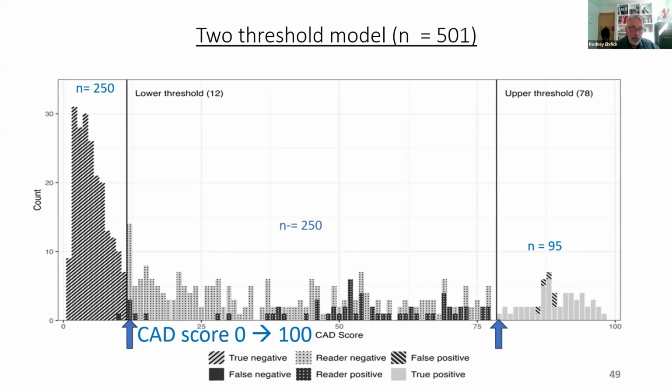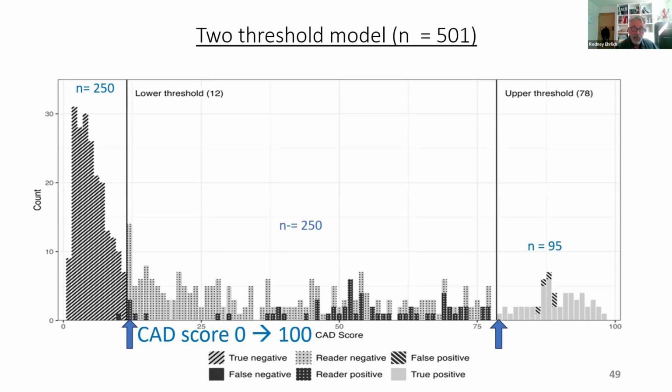So this is a 2-threshold model with CAD scores distributed along the x-axis from 0 to 100. It doesn't come with its own threshold. I have to emphasize that. You have to put in the thresholds. And from the study that I've been drawing on, we choose 2 thresholds. It's based on a choice of NPV and PPV, but let's say 12 for the lower threshold and 78 for the other threshold. So this creates what we call a combined zone of high confidence.